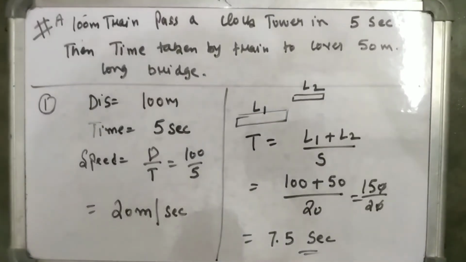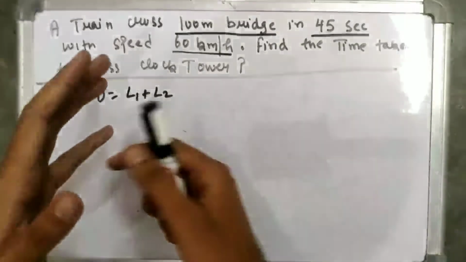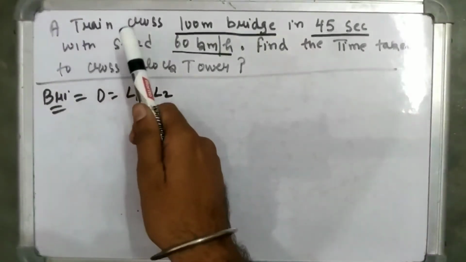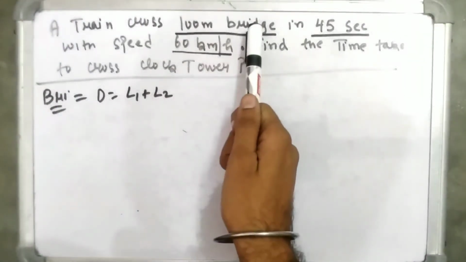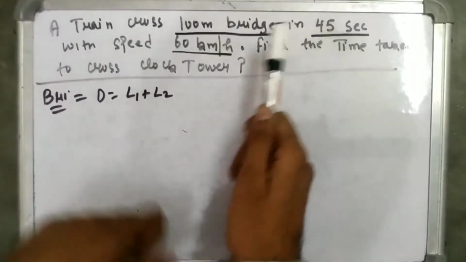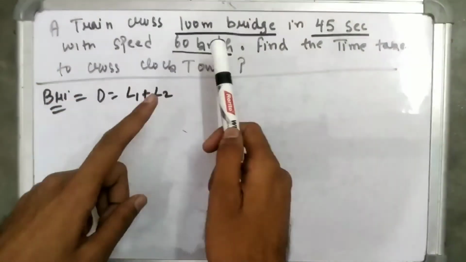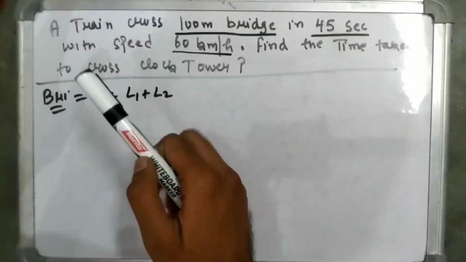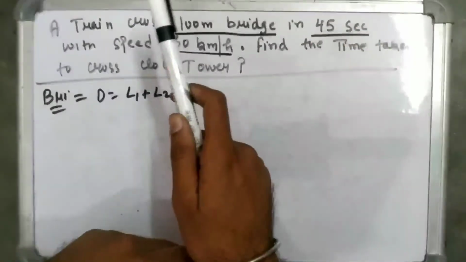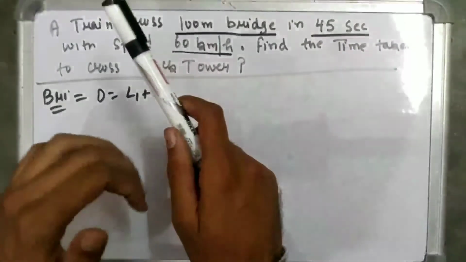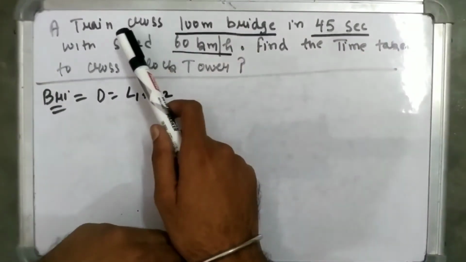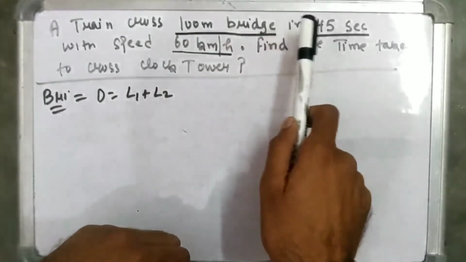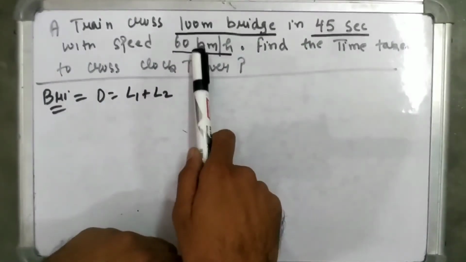Next question, please. Now the next question is: if a train crosses a 100-meter bridge in 45 seconds with a speed of 60 kilometer per hour. So we have three things given: the bridge of 100, the train crosses the bridge in 45 seconds, and the speed.